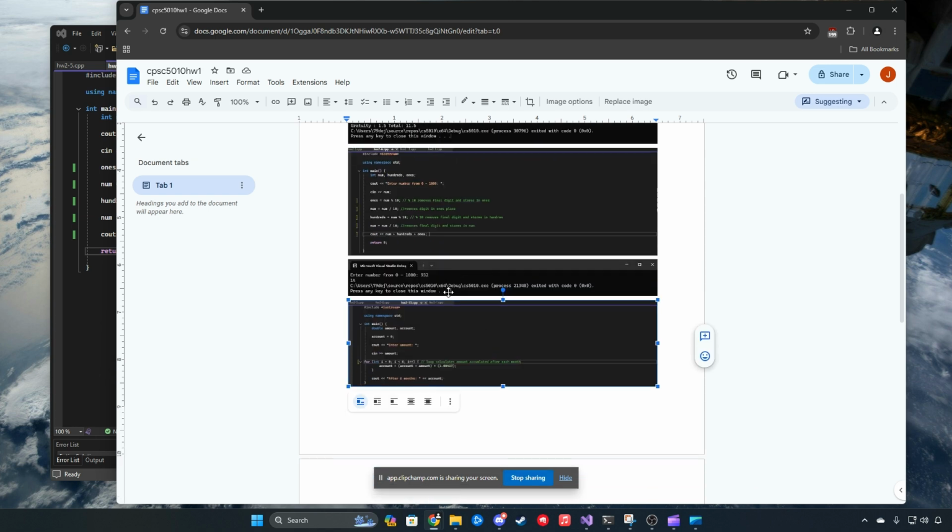So for my output, I use the same numbers used in Canvas, which is 932. And if you take 9 plus 3 plus 2, you get 14. So my program outputs the correct value.